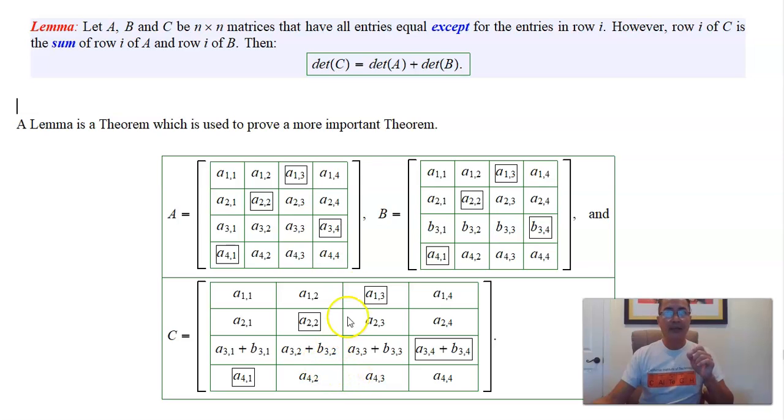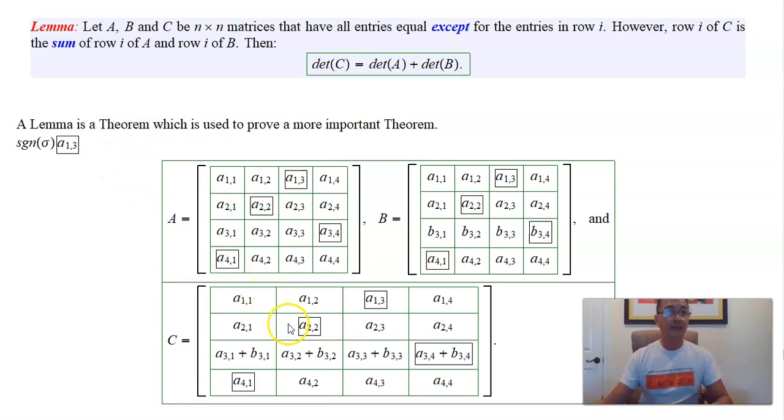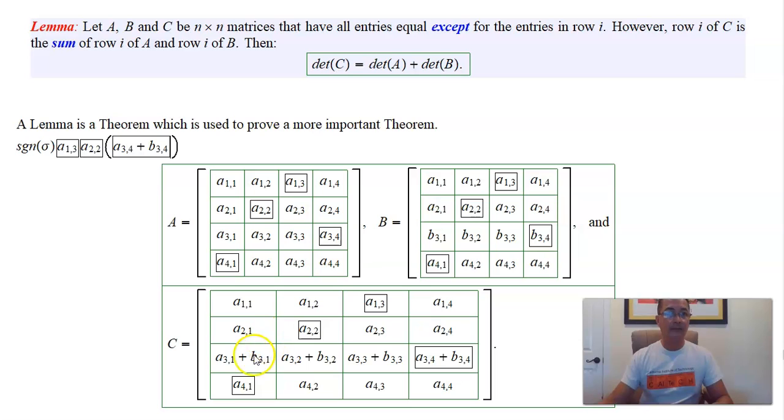All right, so again, you think of the determinant one term at a time. Okay, so let's start with the determinant of C. We will need the sign of some sigma. Okay, and then we have to multiply these four terms together. C13, C22. Let me put parentheses. (A34 plus B34). And finally C41.